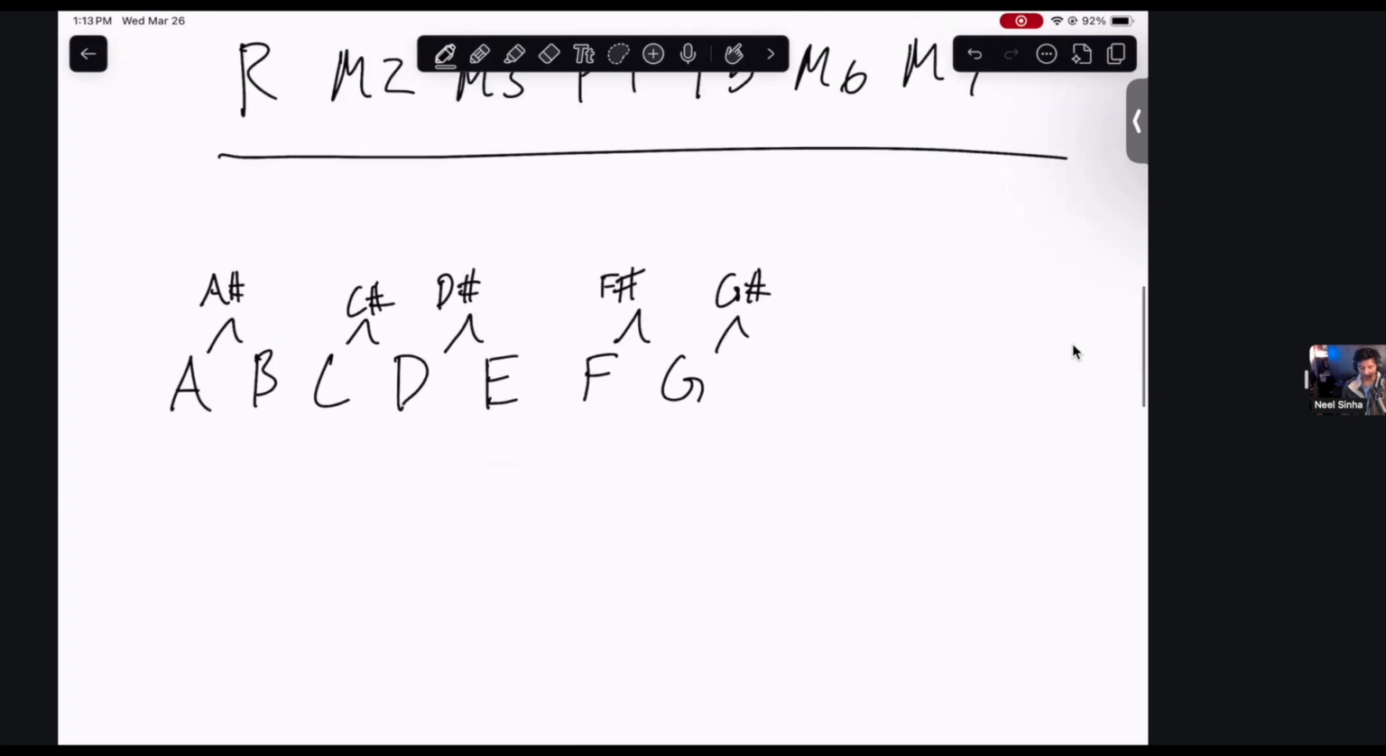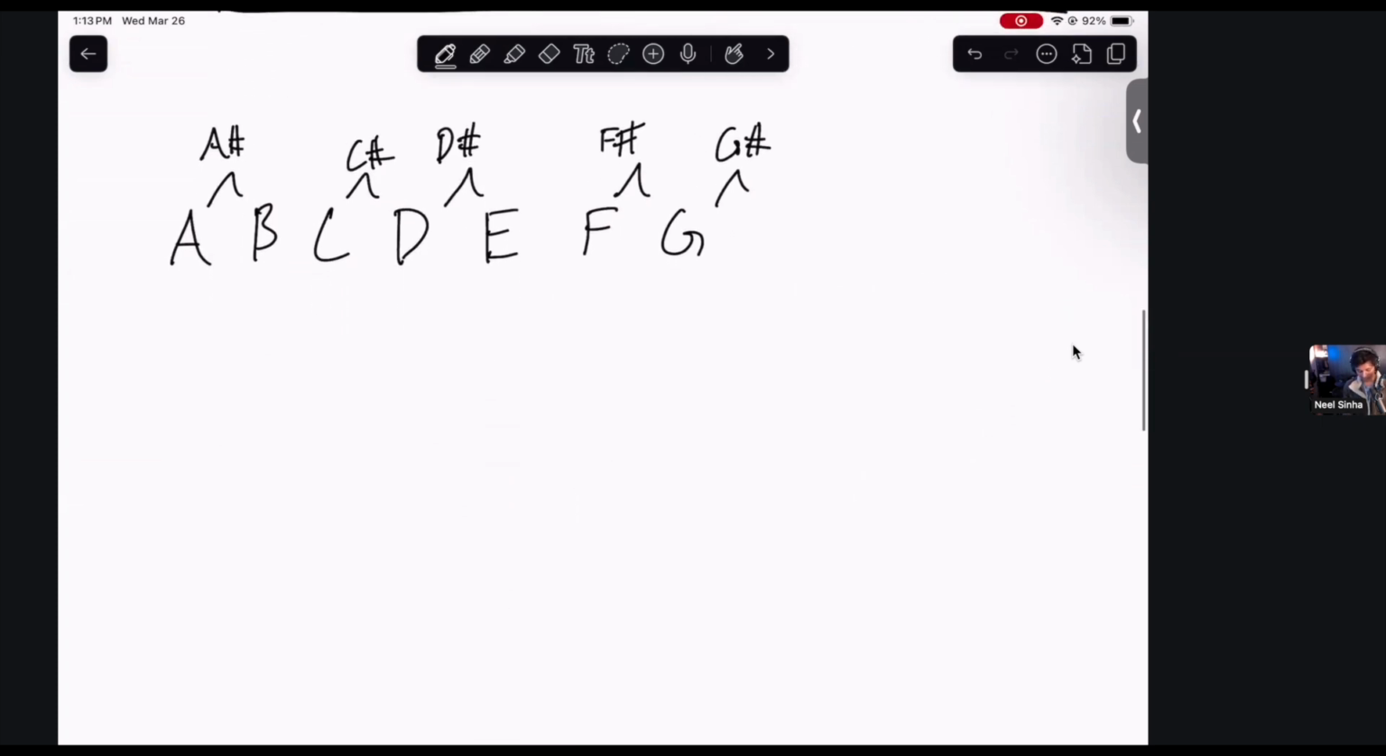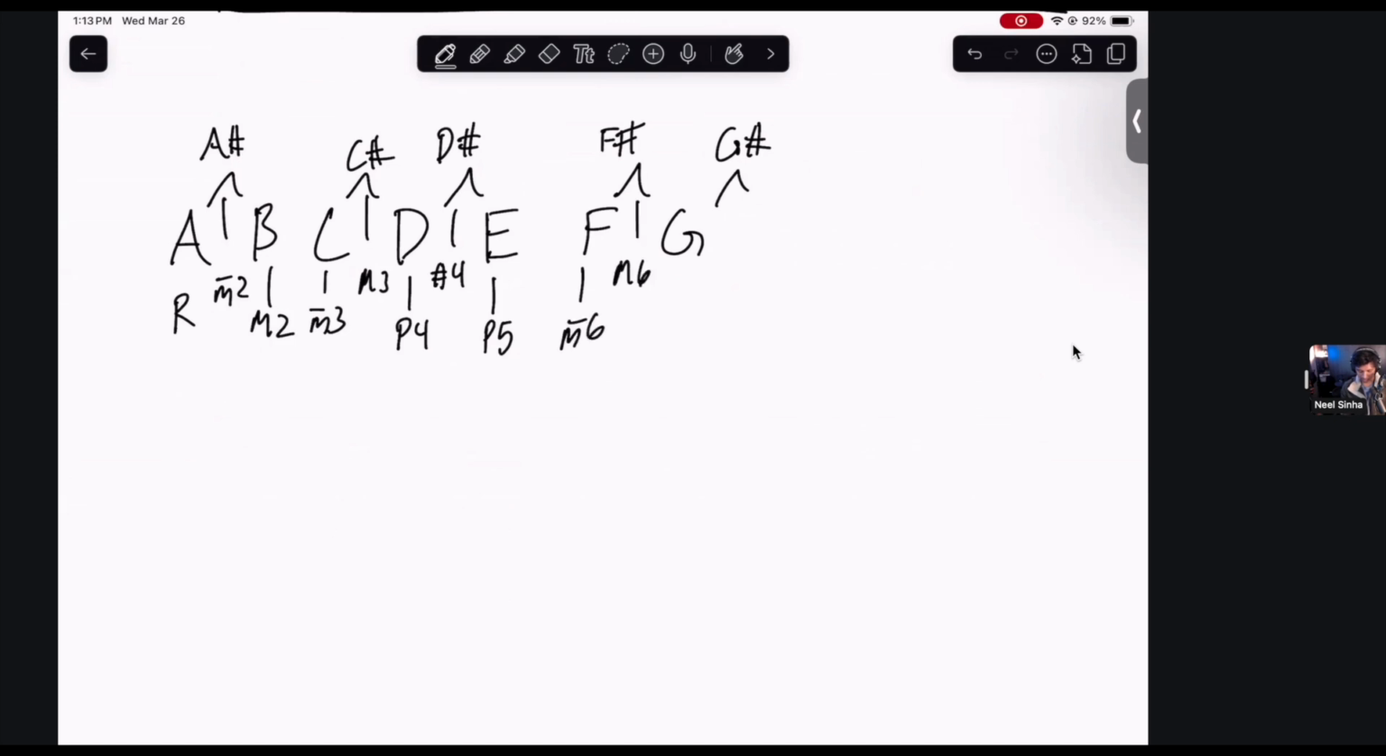And then I write out the notes, all in interval notation, and I get root. This is minor 2. This is major 2. This is minor 3. This is major 3. Perfect fourth. Sharp 4. Oops, sorry. And then this is perfect fifth. Then this is minor 6. This is major 6. Minor 7. And major 7.